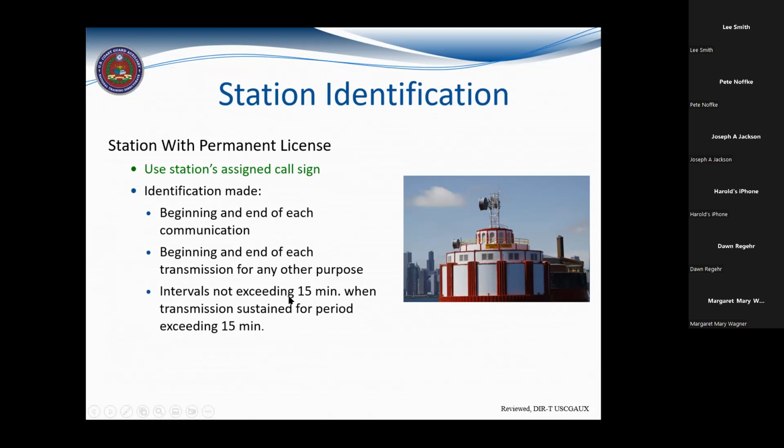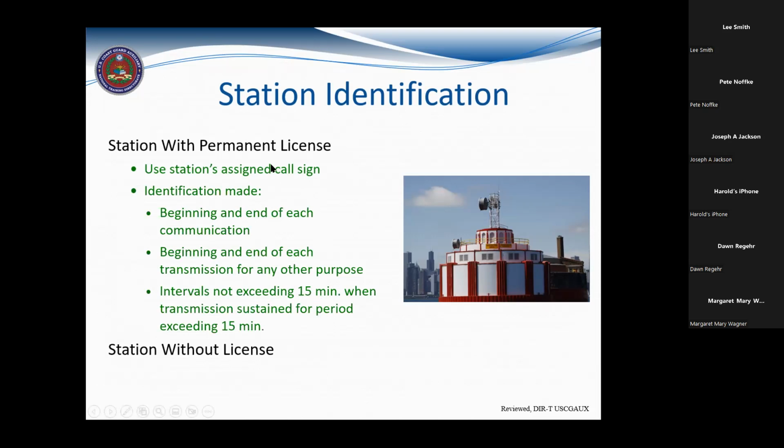This is where the rule says you must identify yourself at intervals not exceeding 15 minutes. The only place that I can think that this is going to apply is either the automated information, the AIS, or on an EPIRB, which is going to be broadcasting continuously. But in your voice transmissions, you should never be talking 15 minutes, so it's not going to be a problem.